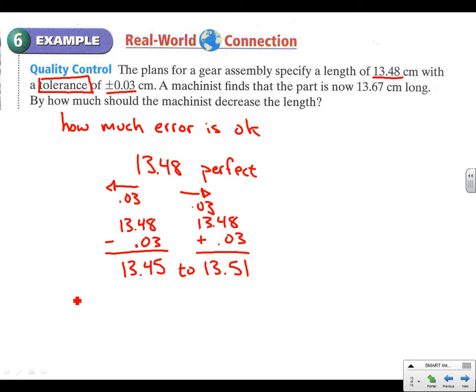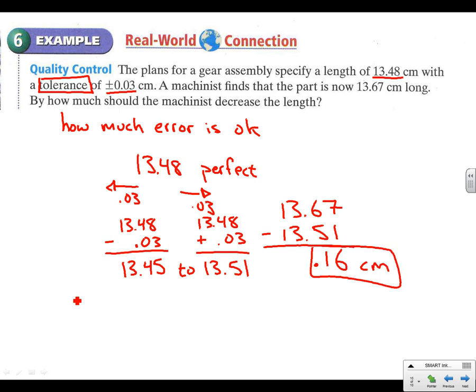And we've got this piece that's 13.67 centimeters long. Well, we need to get it down to our maximum allowable length, which is 13.51. So let's figure out how much we would have to chop off of that to get it right. Turns out that we're 0.16 centimeters too big. All right? So we're looking at tolerance, a range of values.